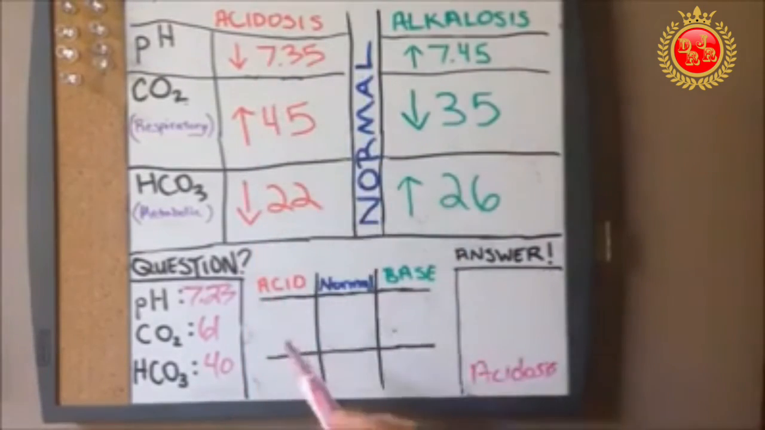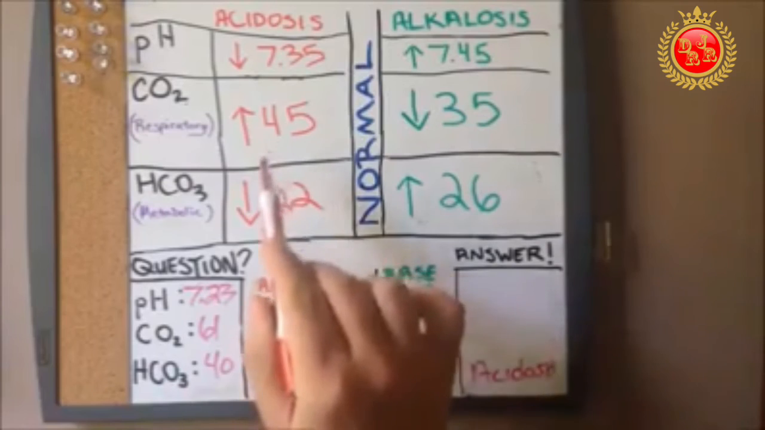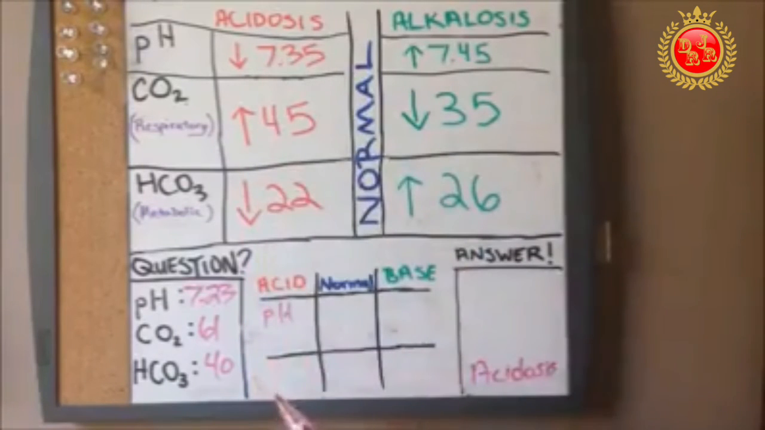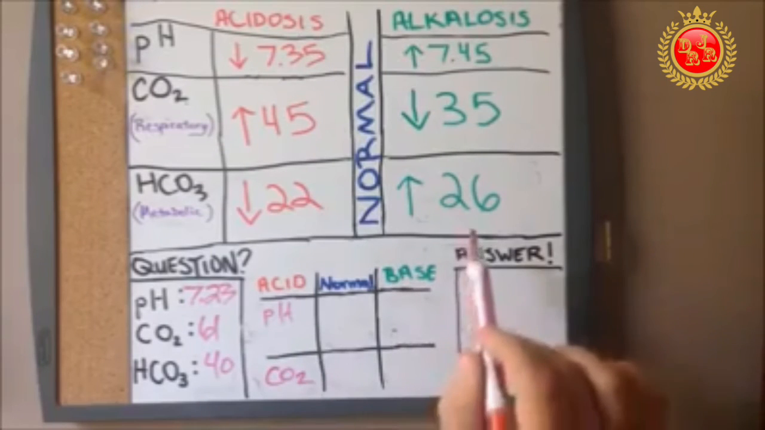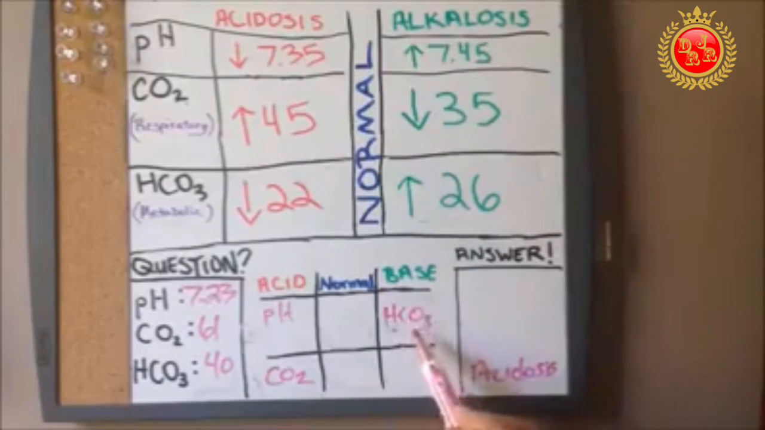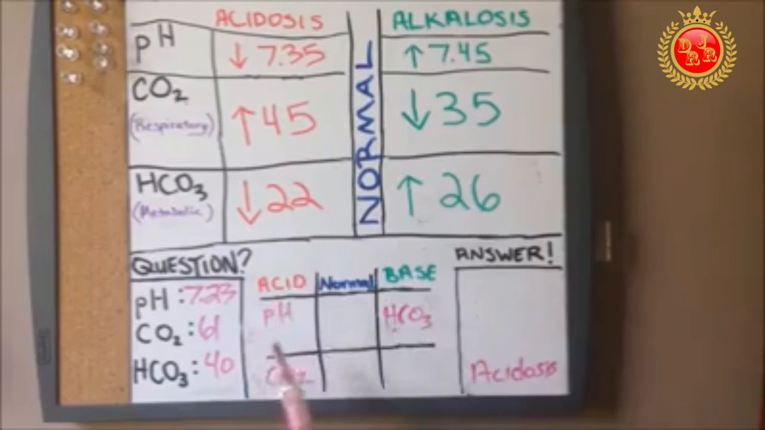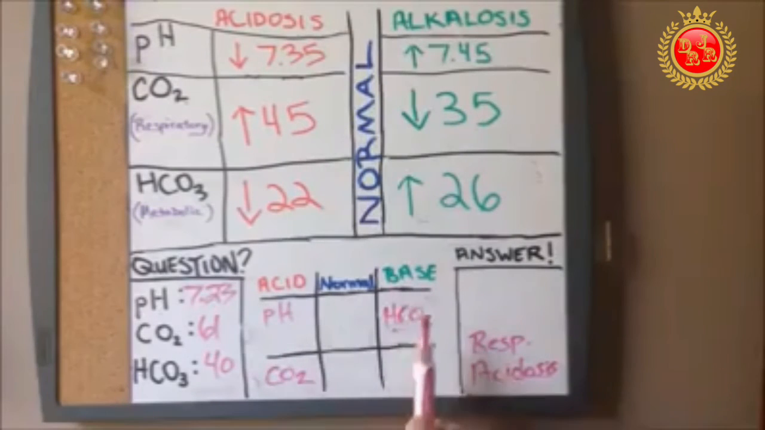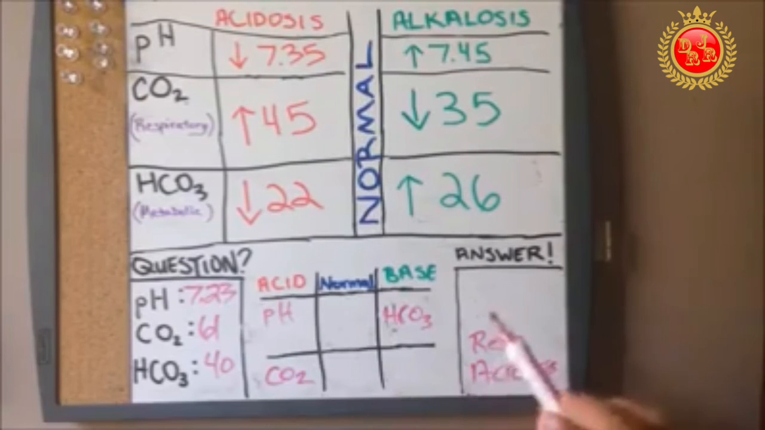And since it's in the acidosis column, we're going to write pH here in the acidosis column. CO2 of 61, way above 45. So CO2 goes in our acid column. And our HCO3 of 40, way above 26 in our basic column. So let's write HCO3 over here in our basic column. CO2 is in the same column as pH, therefore CO2 is the cause of our pH problem, making it a respiratory issue, respiratory acidosis. HCO3 is on the other side of our pH and our causative problem, so we know already that it's partially compensated.